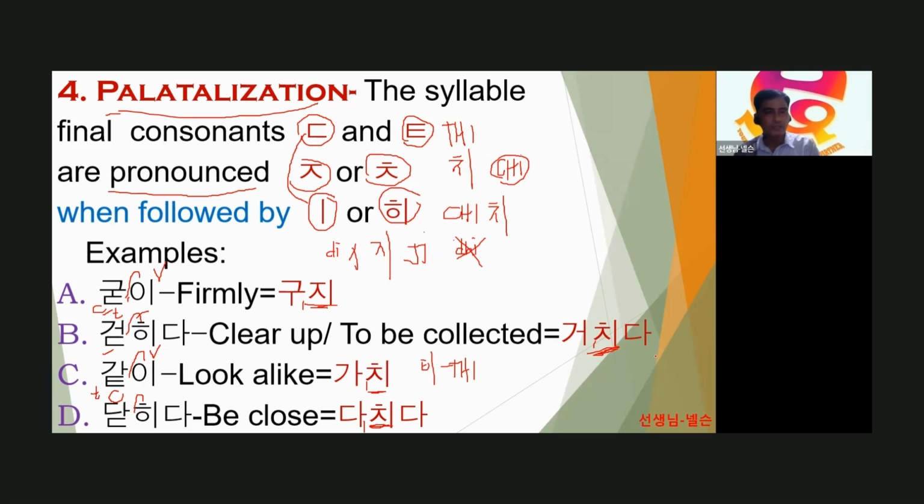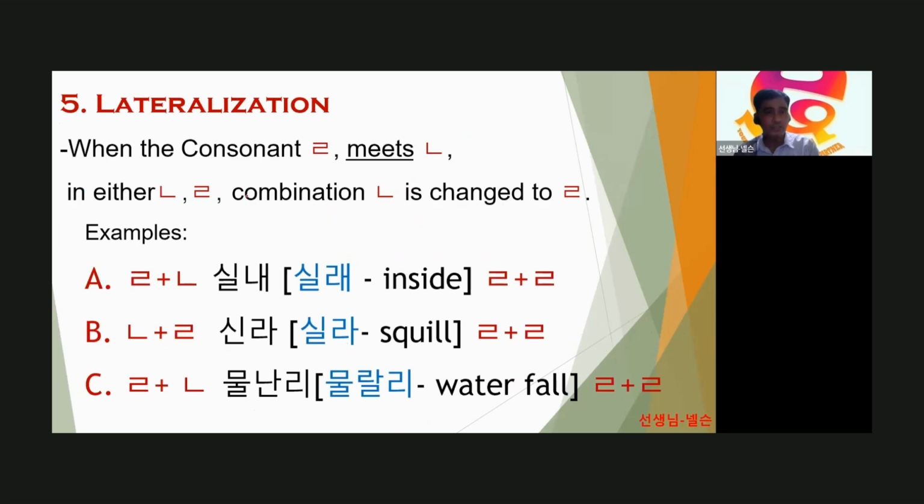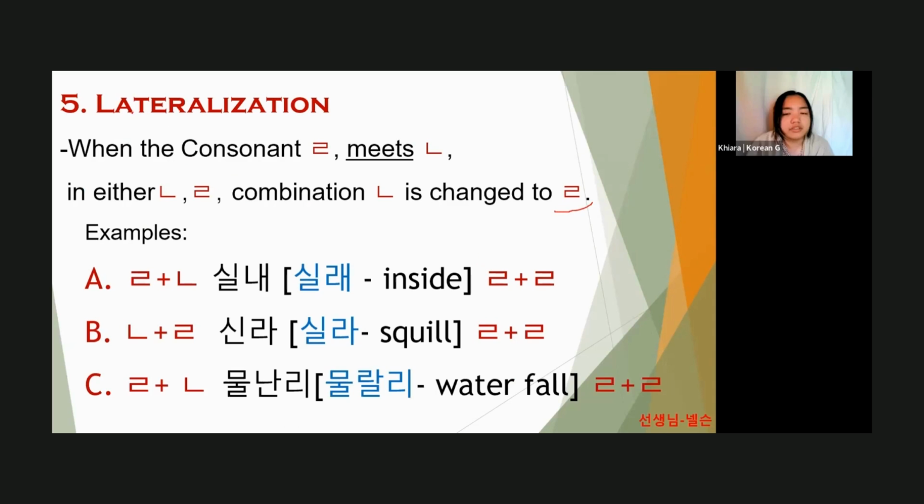Okay, so let's proceed to number 5, which is lateralization. Here, Miss Kiara will read. Lateralization: when the consonant r meets n, in either rn or the combination nr, it is changed to rr.